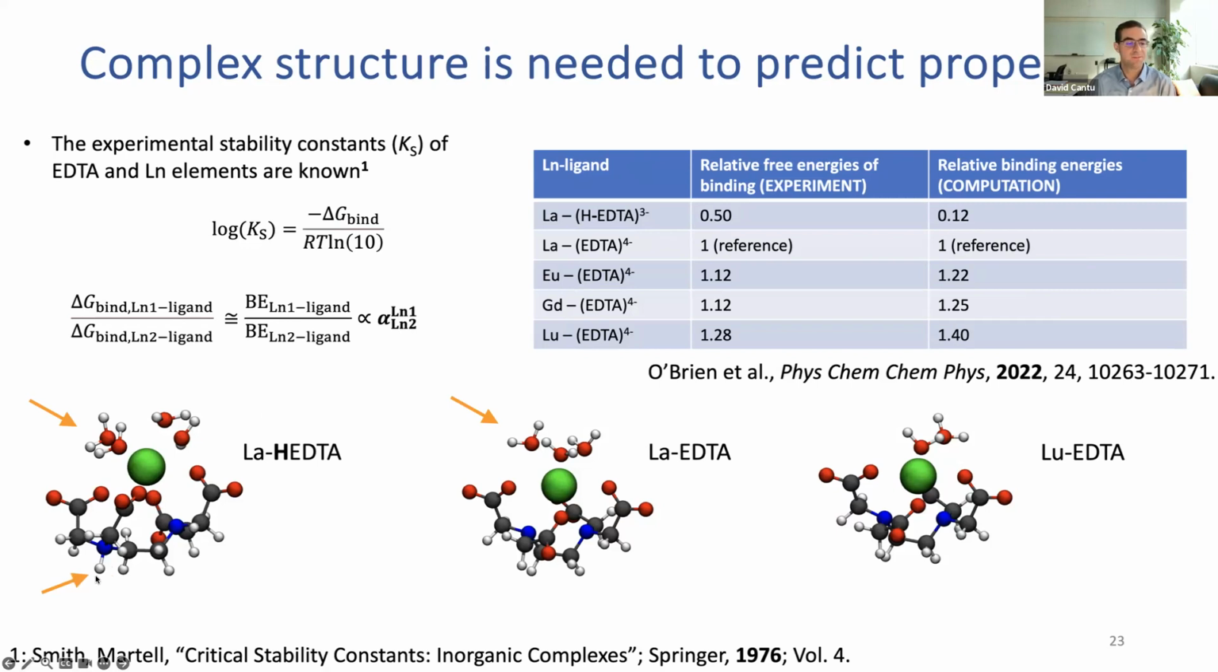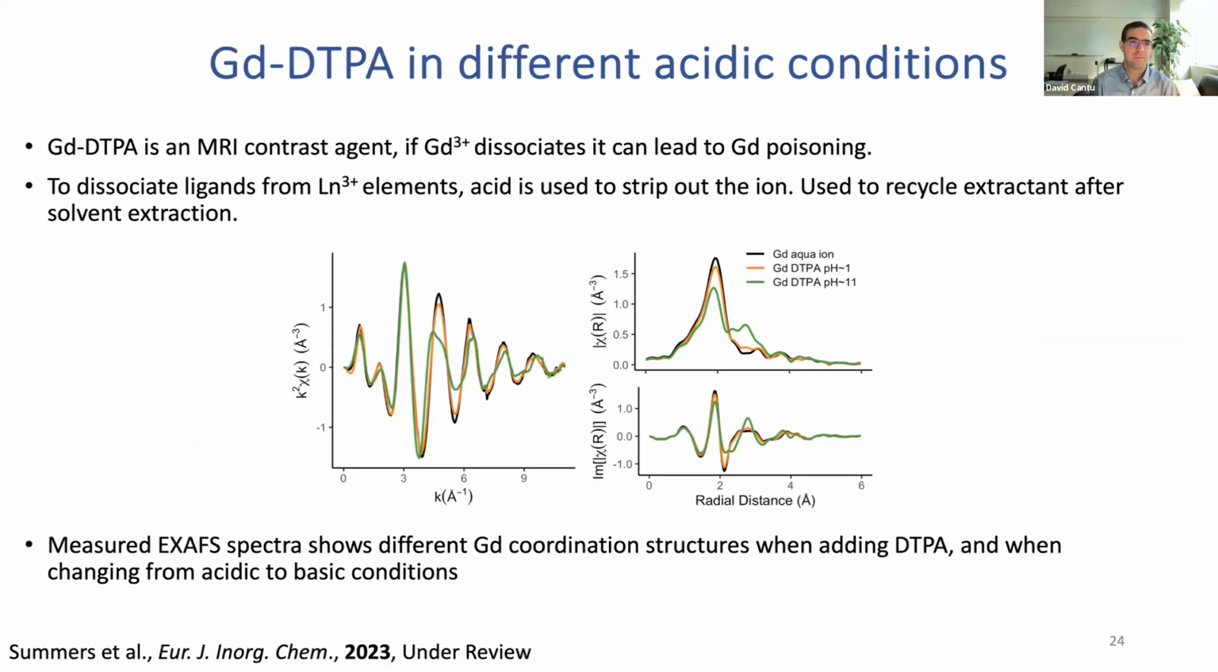And so in order to get the right trend with the protonated EDTA, we need to have broken this coordination bond and added another water molecule. And in order to get the trend down to lutetium, it's only 2 coordinated water molecules instead of 3. And so we also are studying gadolinium DTPA, that's the contrast agent, and if the dissociation of gadolinium can happen if the DTPA ligand becomes protonated, and then the gadolinium dissociates.